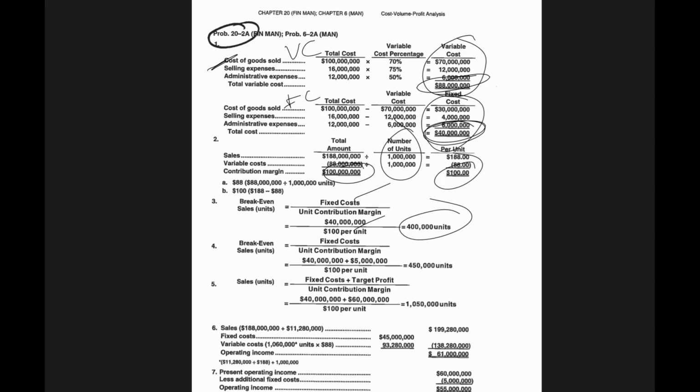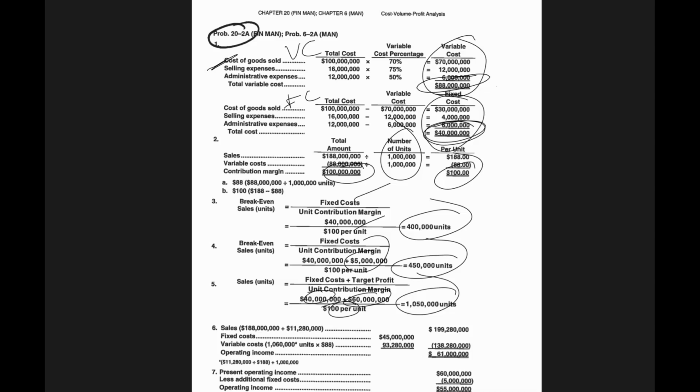Number 4, under the proposed program. So then our fixed costs are going to increase by 5 million, it says in the reading. So now, of course, we have a higher hurdle. Number 5, it says, what about if we want to earn 60 million? So now we add that to our fixed costs, still same contribution margin. We need to sell 1,050,000 units in order to realize 60 million.